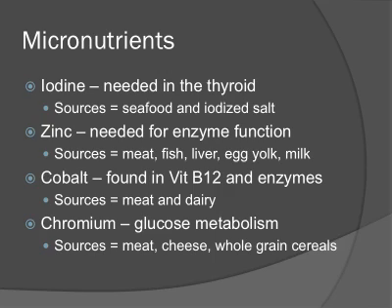Another micronutrient is zinc. This is needed to aid in enzyme function. Cobalt is found in vitamin B12 and in other enzymes. Chromium is needed to aid in your body's metabolism of glucose. Glucose is sugars that usually plants produce.